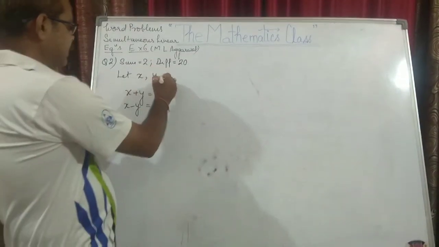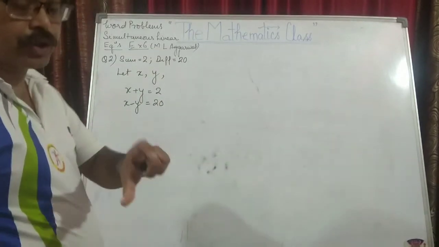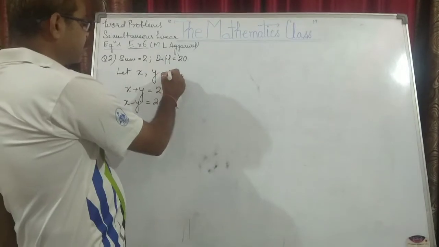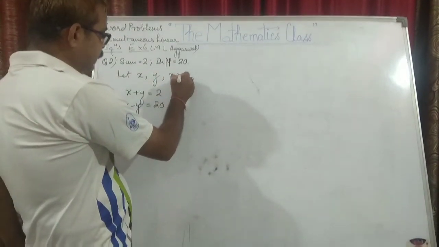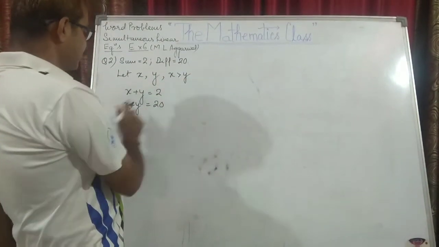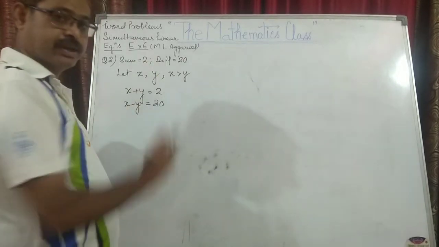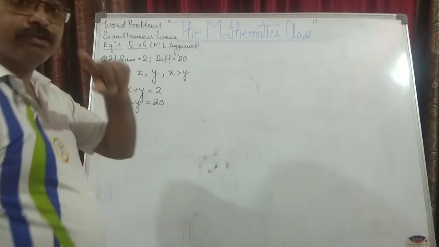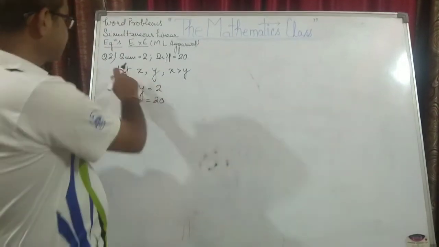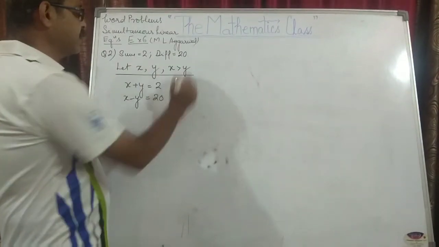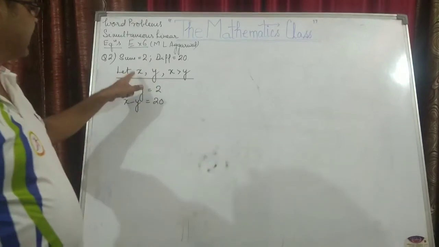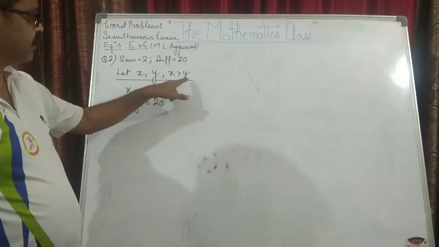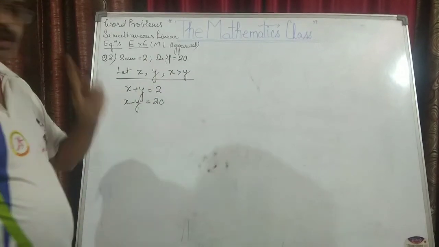So how are we going to assume? Let there be two numbers x and y, and let us assume that x is greater than y. So x minus y will be 20. If I write y minus x, it means that y is greater than x. This is how we assign the numbers. Let one number be x and another be y, where x is greater than y. Then x minus y is equal to 20.